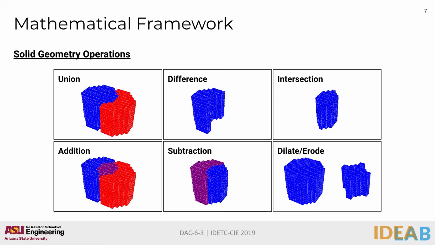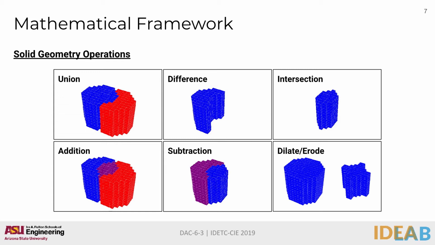Based on this representation, we defined a series of solid geometry operations. In this figure, the top row shows union, difference, and intersection operations. These use a material priority approach to handling multi-material models. These can also be combined to form other logical operators.